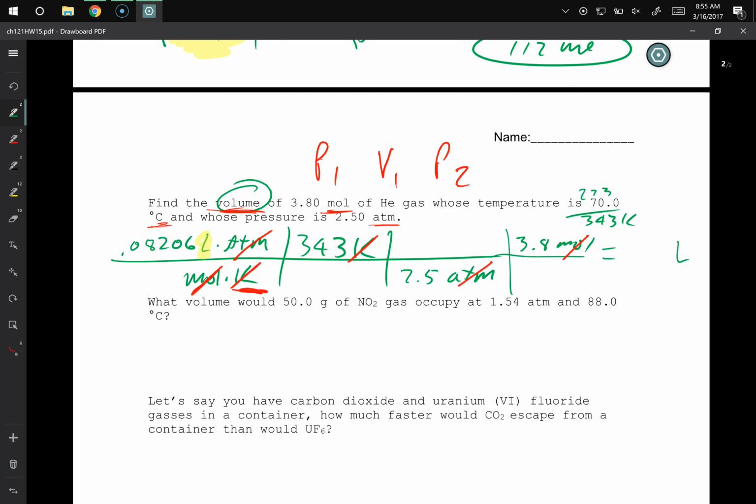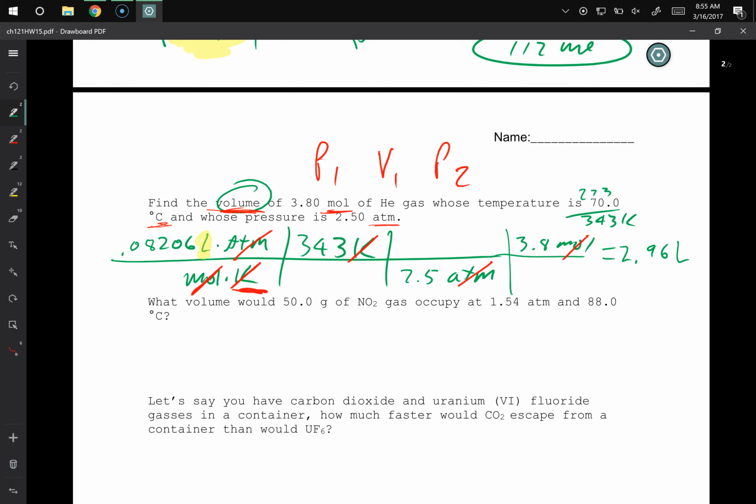0.08206 times 343 times 3.8 divided by 2.5. And I get 2.96 liters.